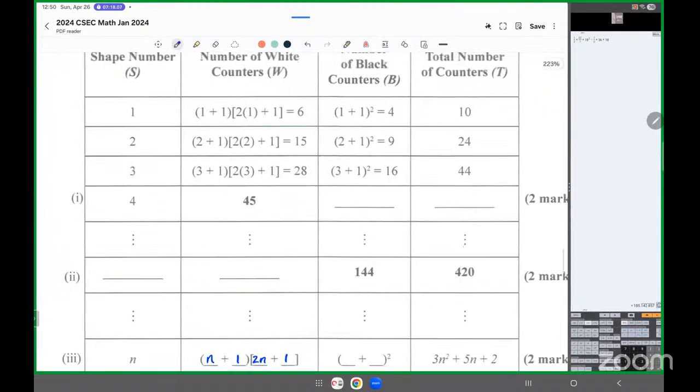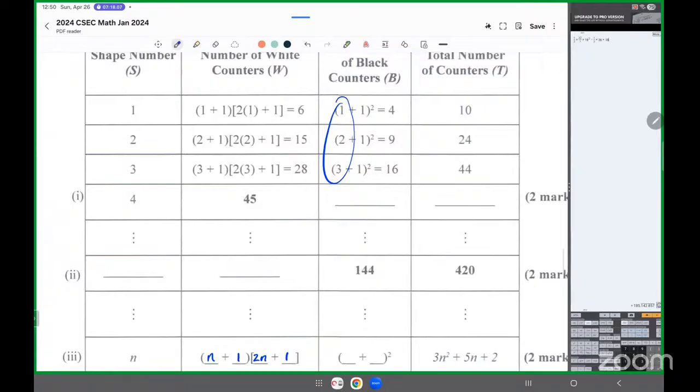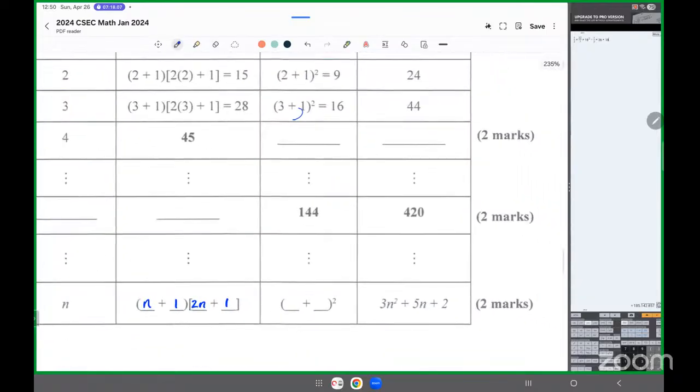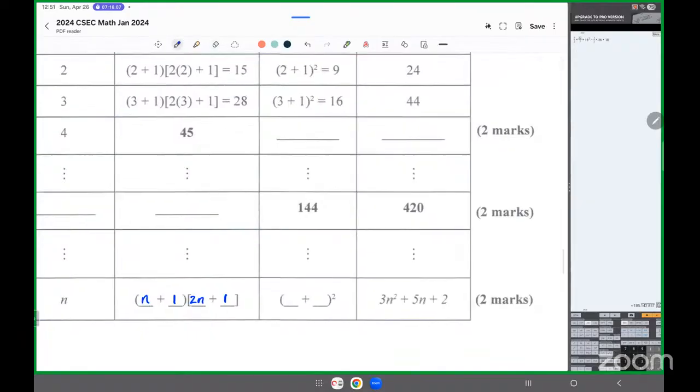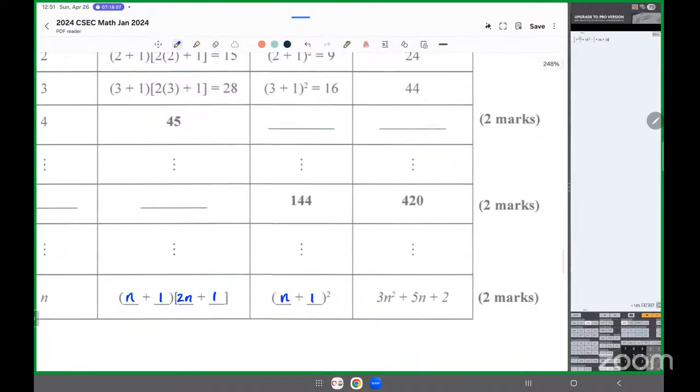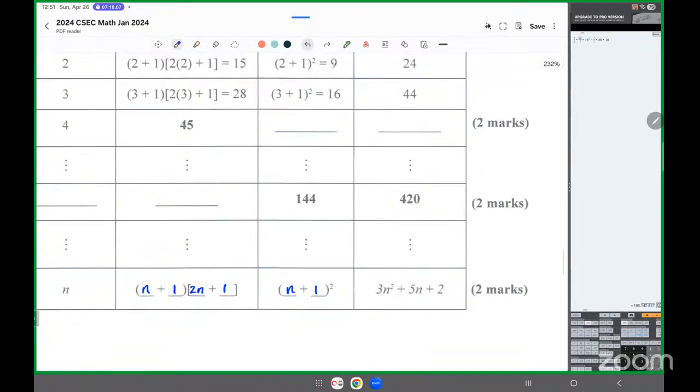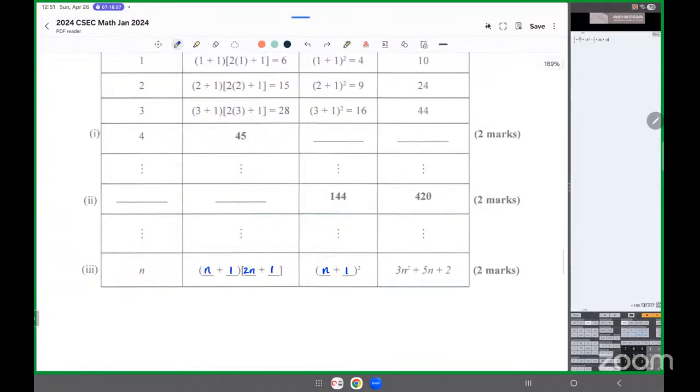Then over here now is the shape number, which always comes first, plus 1. The shape number plus 1, and the shape number is n. So down here it becomes n plus 1 squared. So they're helping us, and this one is already completed for us. Beautiful. So once we get that now, we're good.